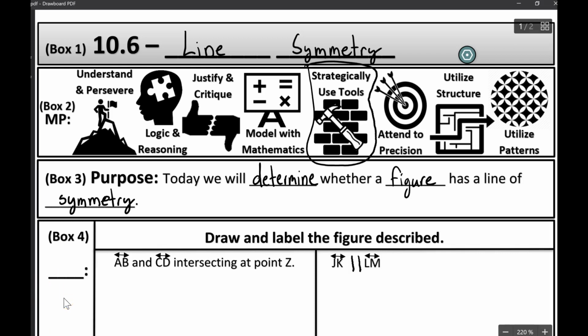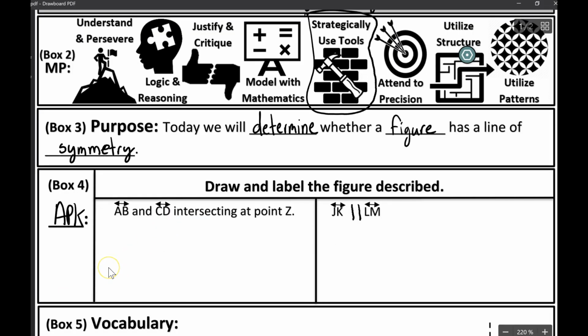Going into box 4, APK, activating our prior knowledge from the previous lesson. I want you to draw and label the figure described. In our first APK problem, I have line AB and line CD intersecting at point Z. So what we are going to do is, obviously, draw this. Hopefully you guys remember how to draw this.